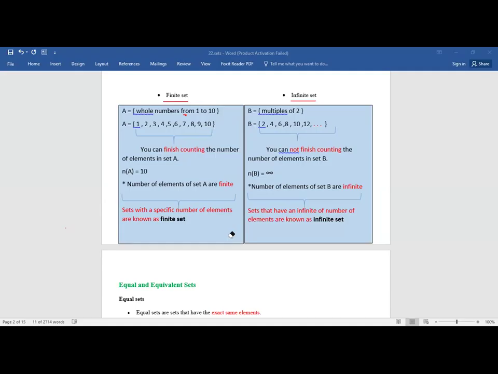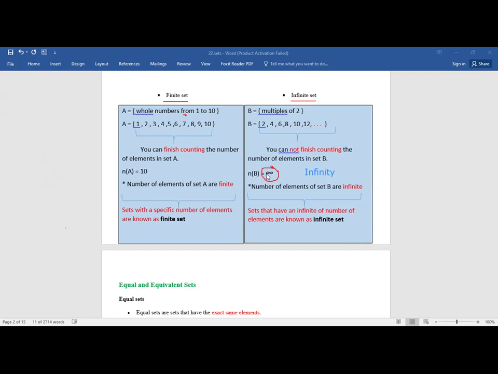Do you know what this symbol is called? Sir, infinity? Yes. So this is called infinity. Right? This is called infinity. So keep that in your mind.